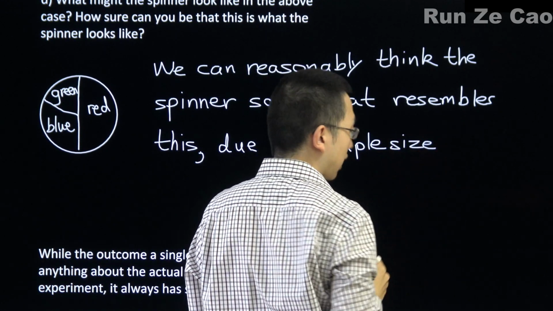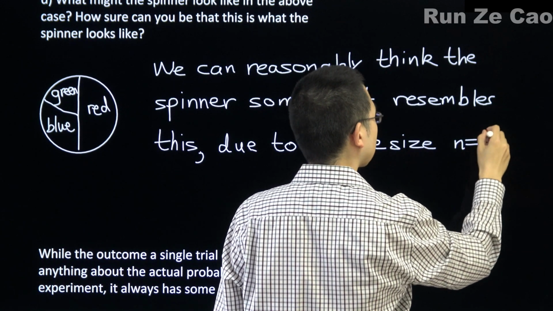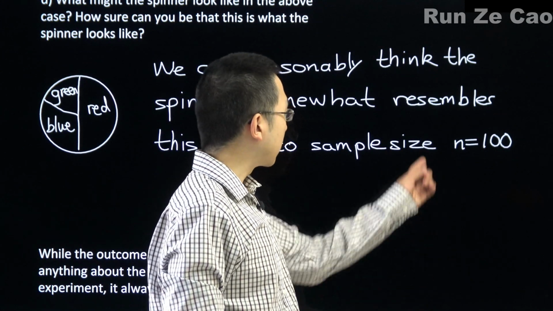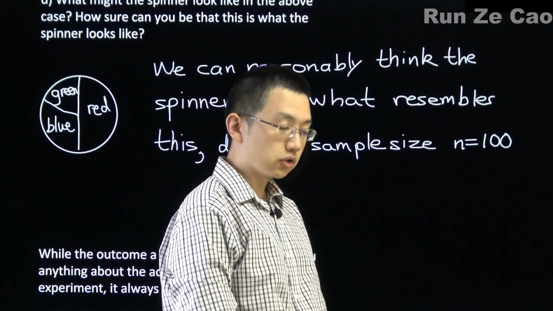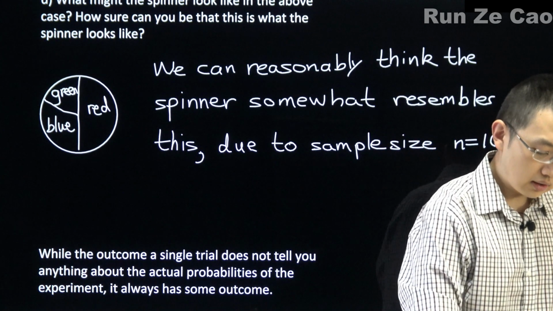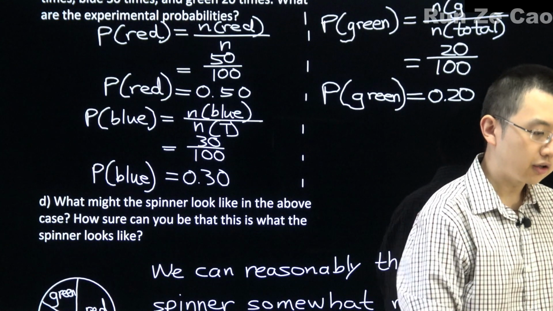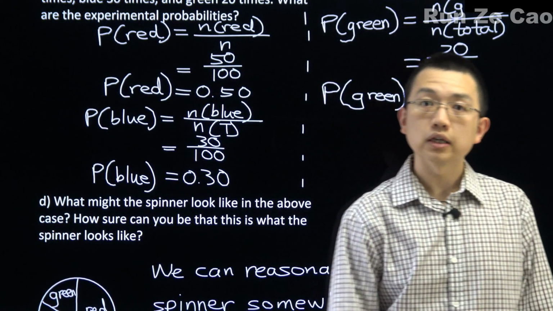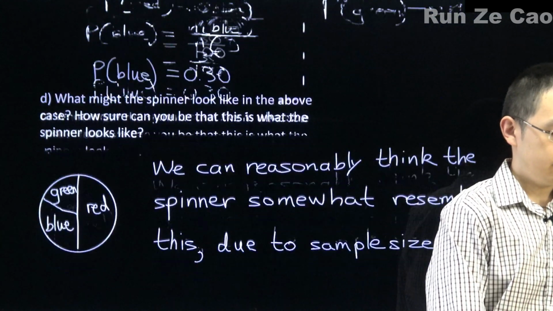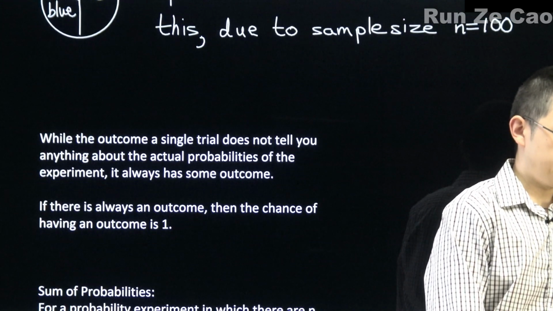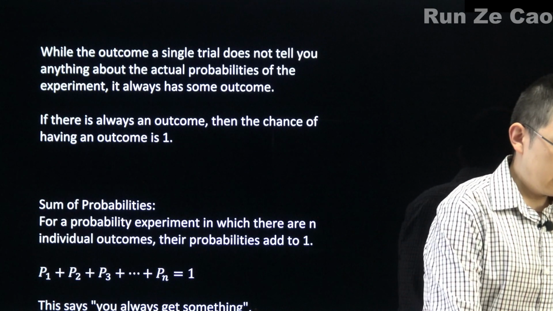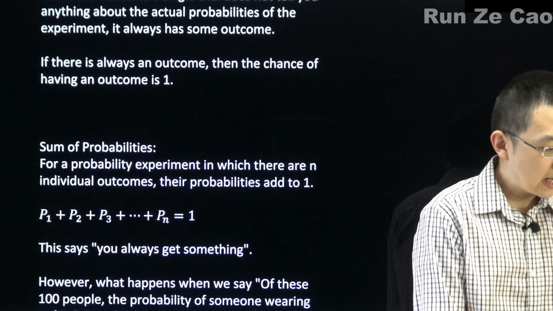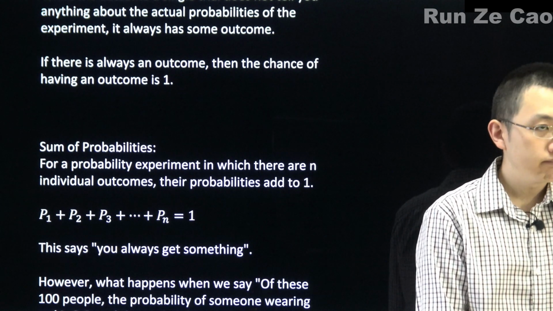Now, if you've ever read any scientific papers, you often see n equals something. Yeah, n equals 100 in this case, because there were 100 trials, and that's another reason why in later textbooks you will generally see them just having n down here when you need the total number of trials. Because we know that there is always an outcome, the chance of having an outcome is 1, so certainty.